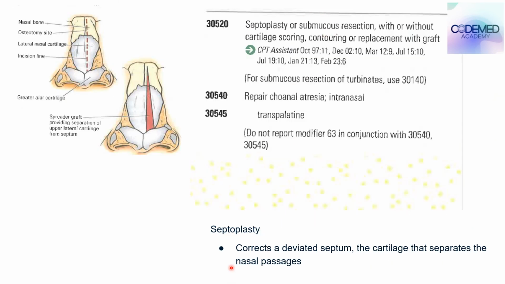So what is septoplasty? It is nothing but correction of the deviated nasal septum, the cartilage that separates the nasal passages. So there is a cartilage here, and when we try to do something with that, it is called a septoplasty, or it is also called a submucosal resection. And these are the codes for that. Pay attention to the parenthetical notes wherever they are written.